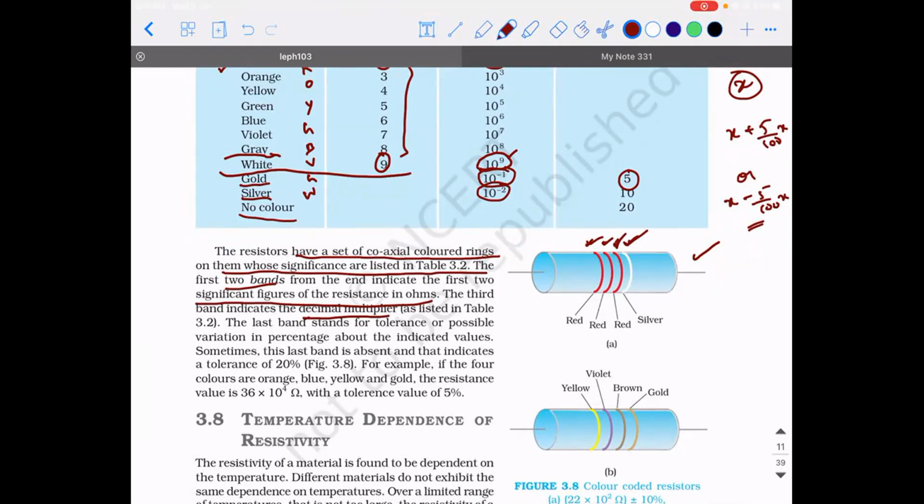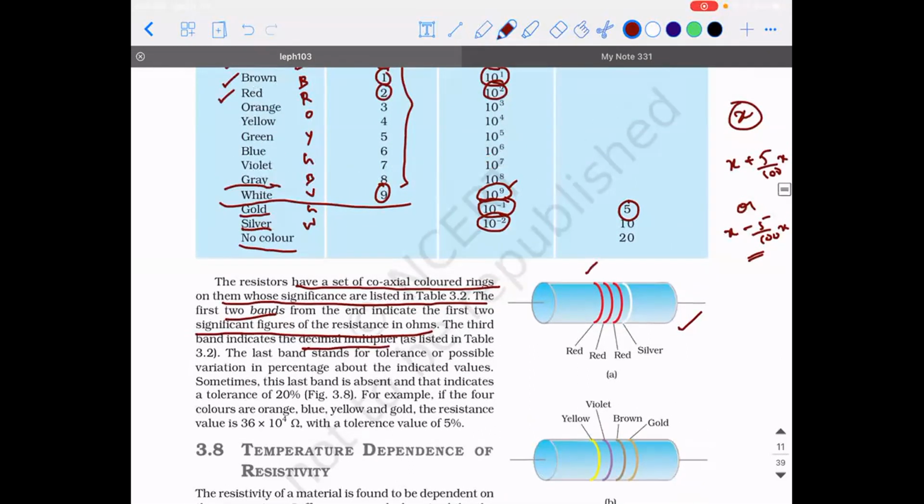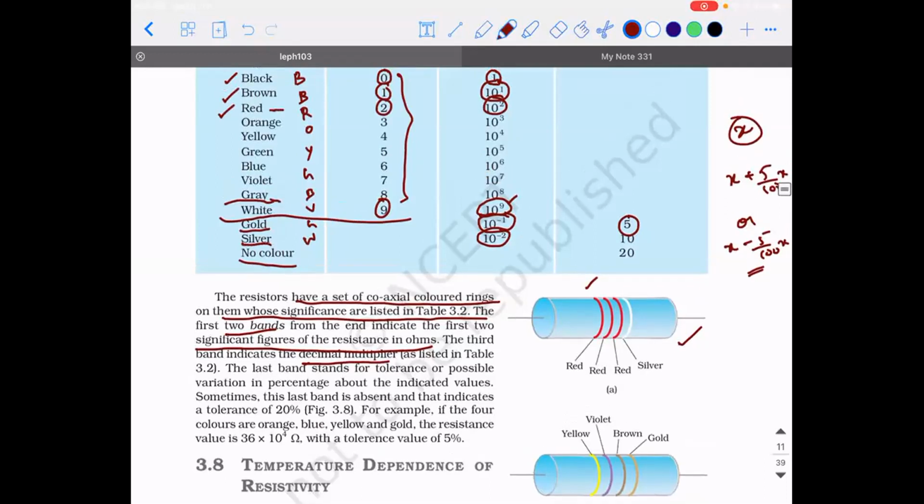For example, let's take this resistor itself. So what are the colors you're able to see? You're able to see red, red, red and silver. You should always go from left to right. So red, according to this color coding table, represents a value of how much? 2. The other red also represents 2. So the first 2 numbers represent the resistance in ohm.